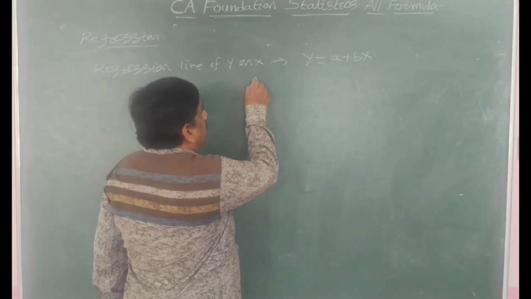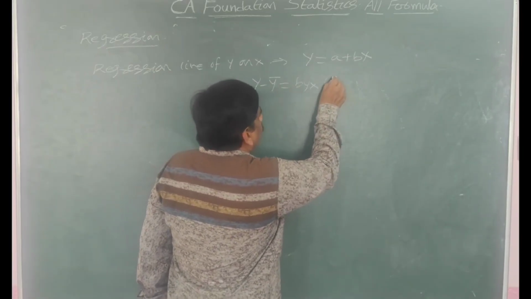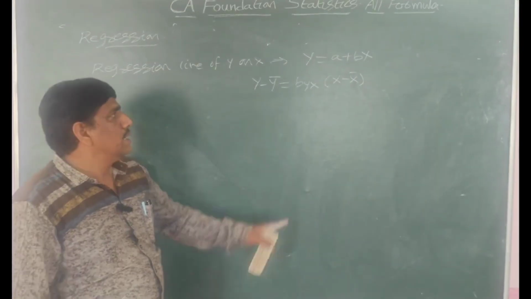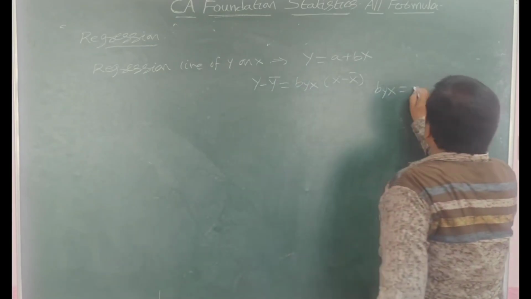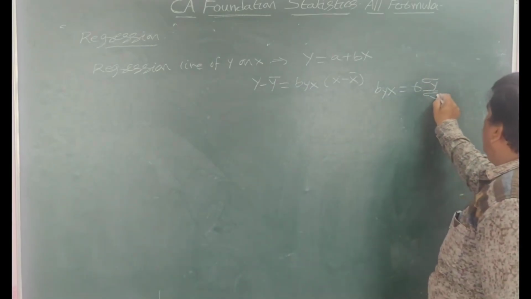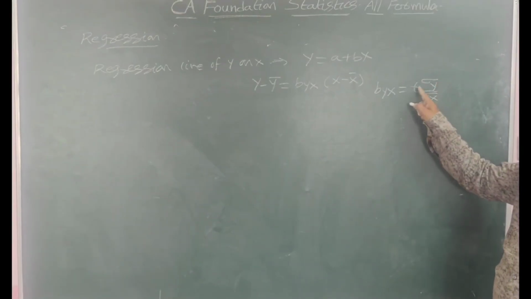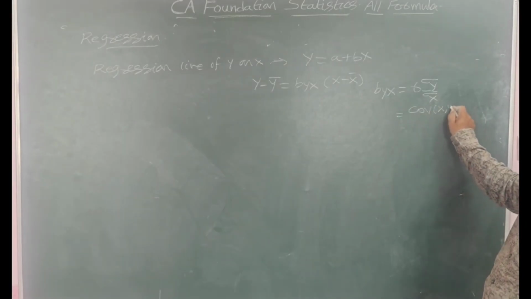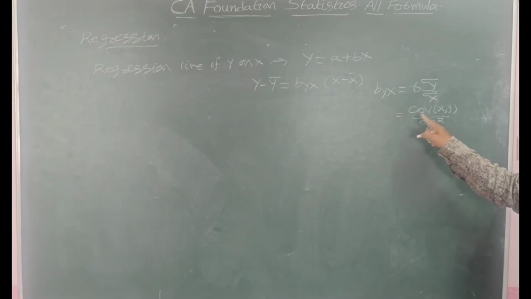Or the regression equation of y on x can be given by the formula y minus y bar equal to byx into x minus x bar, where x bar and y bar are the means. byx can be computed using the formula r sigma y by sigma x, where r is the correlation coefficient, and sigma y and sigma x are standard deviations. If these values are given, use this formula. If covariance is given, the formula becomes covariance of xy by sigma x square, the variance of x. If covariance and variance are given, use this formula for byx.